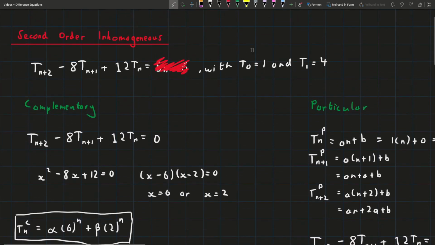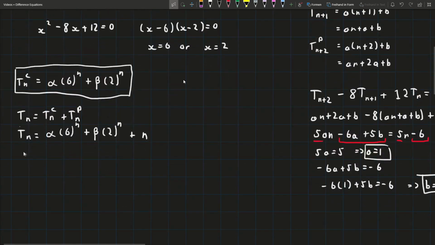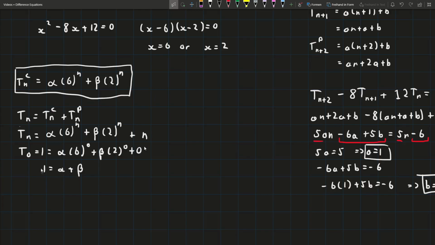And we know that in our equation, t0 is 1 and t1 is 4. So that means if t0 is equal to 1, that's the same as replacing this n with a 0, and this n with a 0, and this one. So we get alpha times 6 to the power of 0 plus beta times 2 to the power of 0 plus 0, or in other words, 1 is equal to alpha plus beta. That's our first equation for solving alpha and beta.